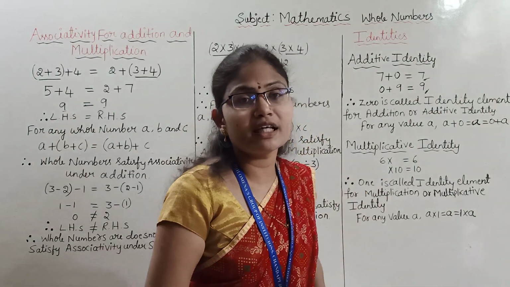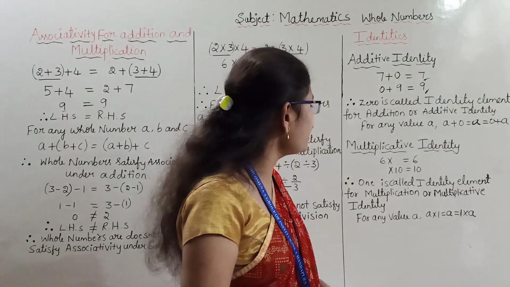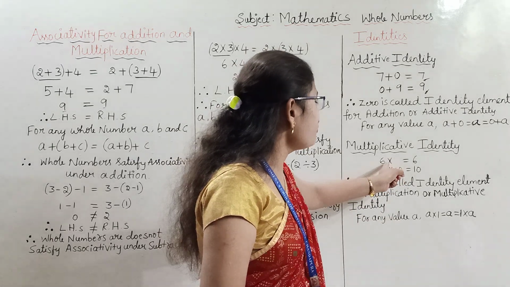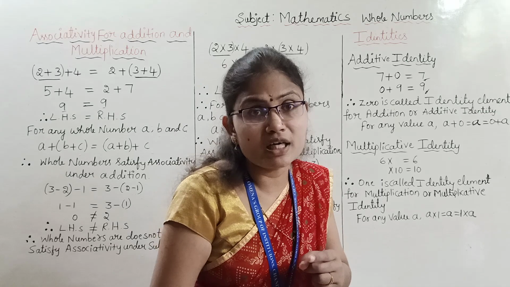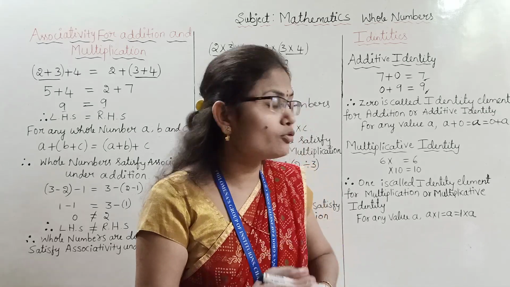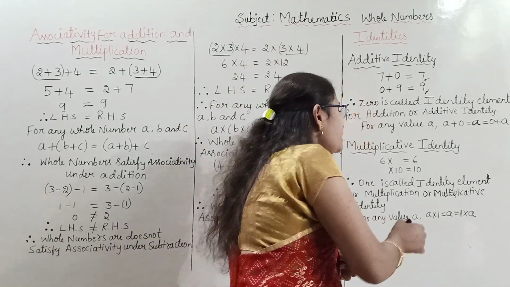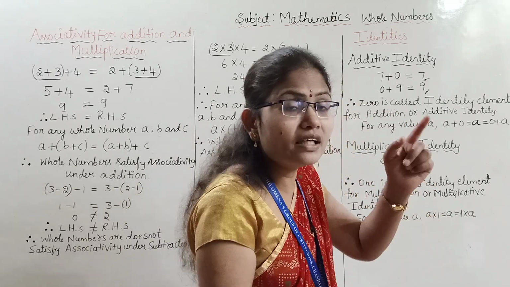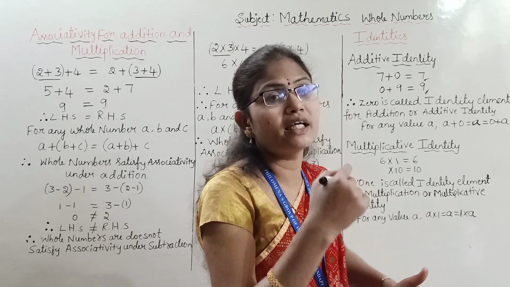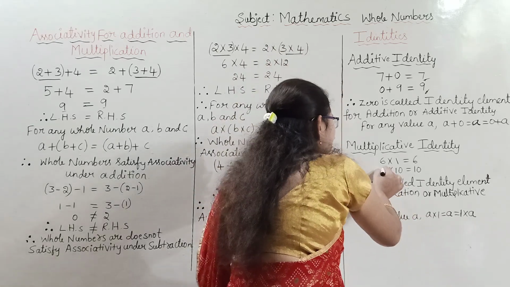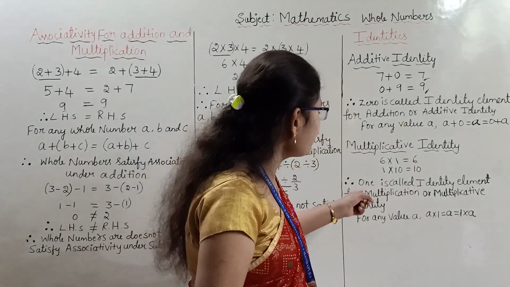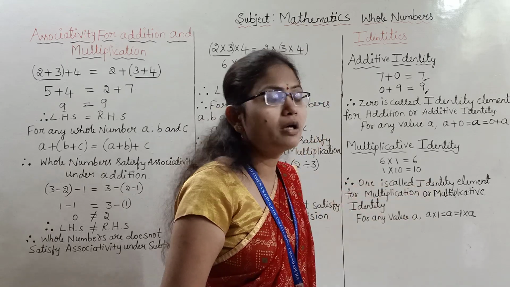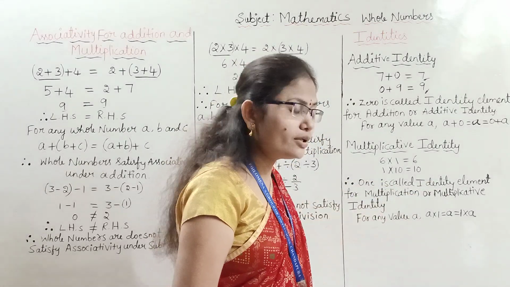Next, multiplicative identity. See, you can see here, for 6, which number if you multiply will give 6 only? That is 1. For 10, which number do you have to multiply with to get 10 only? That is also 1. You can observe here, therefore 1 is called the identity element for multiplication, or multiplicative identity.